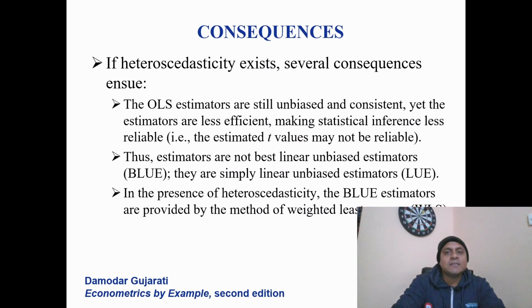The consequence here is that the OLS, or ordinary least squares, linear regression model estimators are still unbiased and consistent, yet the estimators are less efficient, making statistical inference less reliable. In the presence of heteroskedasticity, the BLUE estimators are provided by the method of weighted least squares.